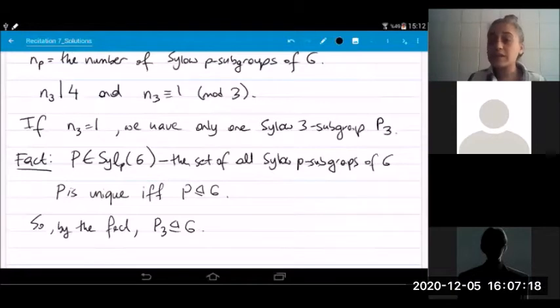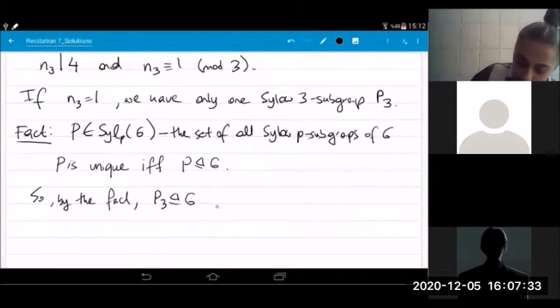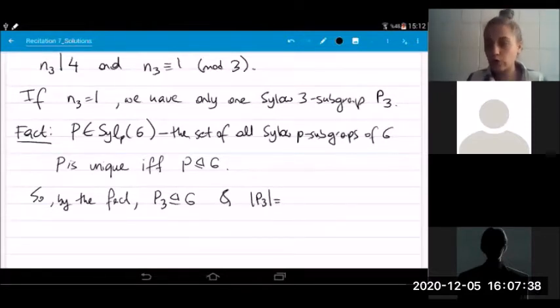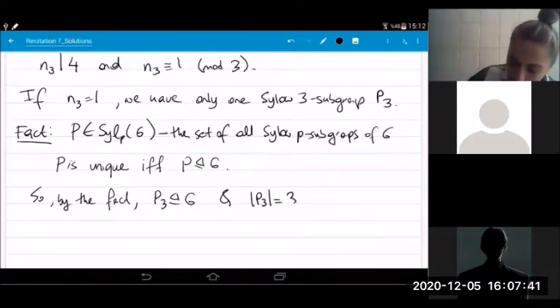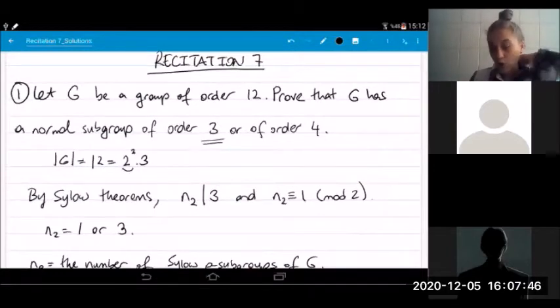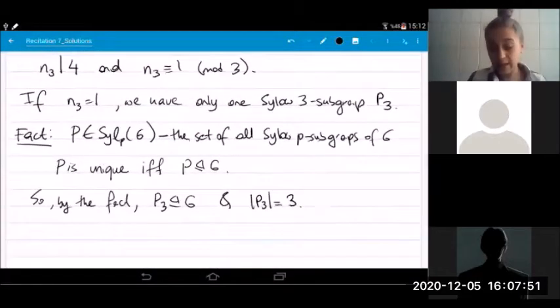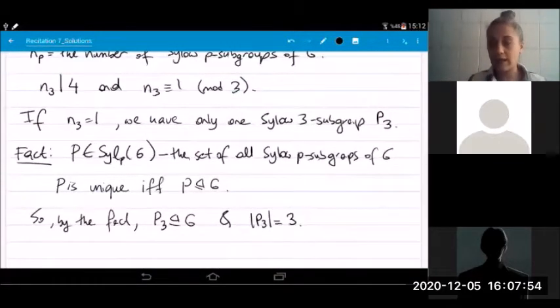And we know that P3 is a non-trivial subgroup, and it is not equal to the whole group. This means that we have found a non-trivial proper normal subgroup of G. And what about the order of this P3? Since this is a Sylow 3 subgroup, we know that its order is 3. So one of the cases here, G has a normal subgroup of order 3, comes from the assumption that we have only one Sylow 3 subgroup.